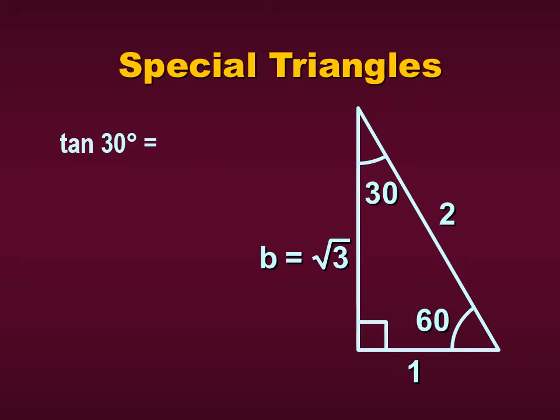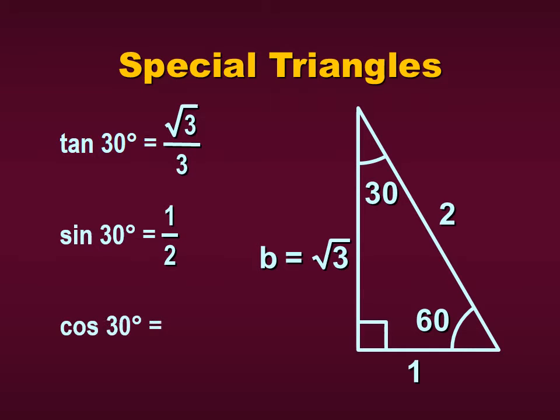So let's look at these ratios. Tangent of 30. You're looking at the 30, and tangent is opposite over adjacent. So 1 over the square root of 3. When we rationalize, we multiply the top and the bottom by the square root of 3, giving us the square root of 3 over 3. Now let's look at sine of 30, which is opposite over hypotenuse, so 1 over 2. And then cosine of 30 is the square root of 3 over 2.